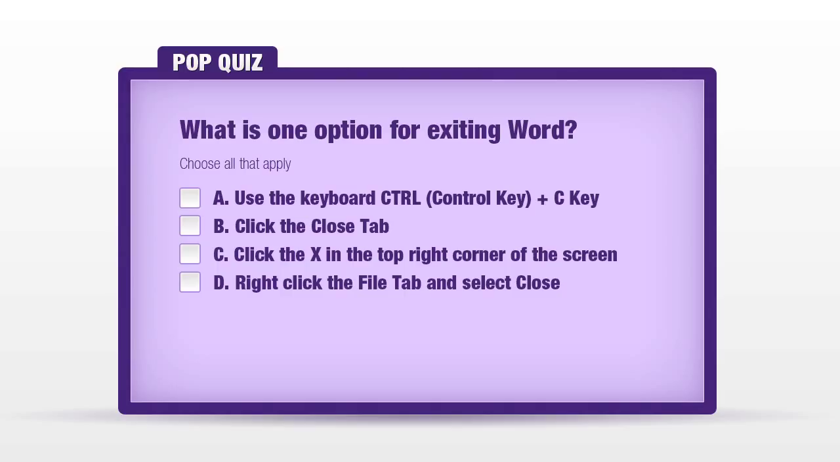Here's a quick pop quiz question. What is one option for exiting Word? A, use the keyboard Control plus the C key. B, click the close tab. C, click the X in the top right corner of the screen. D, right click the file tab and select close.